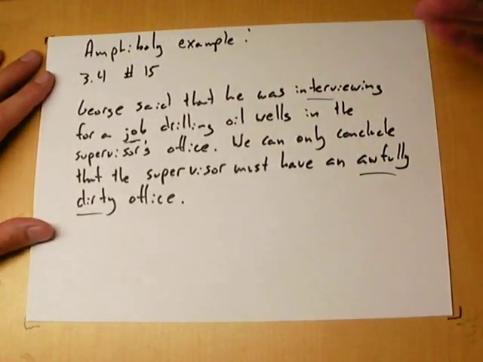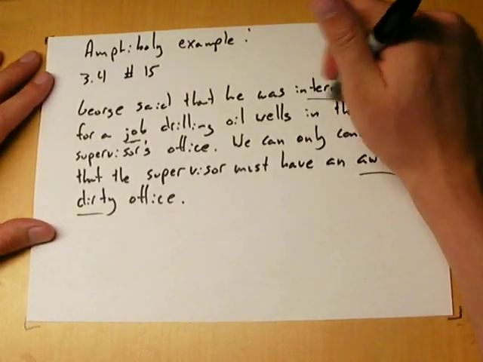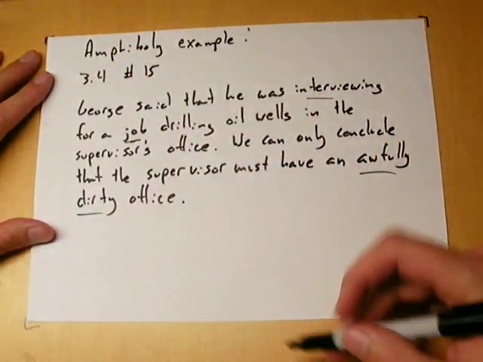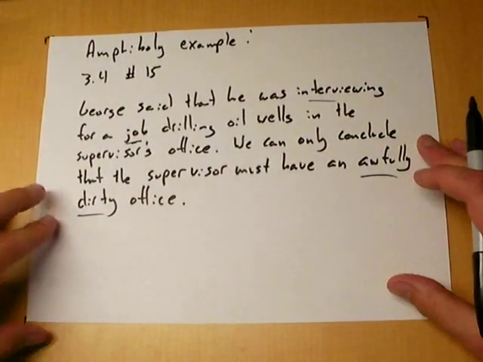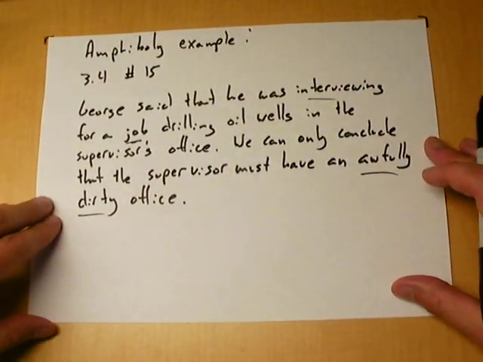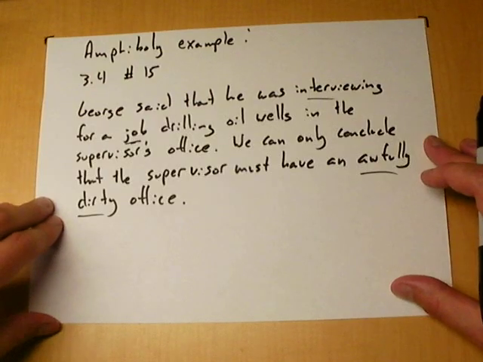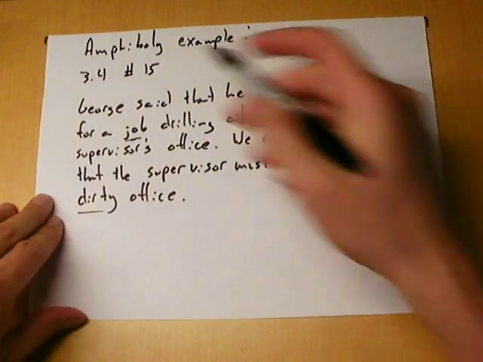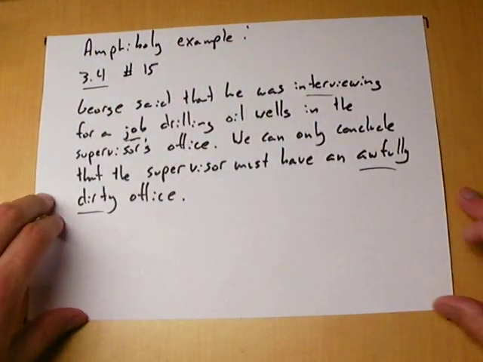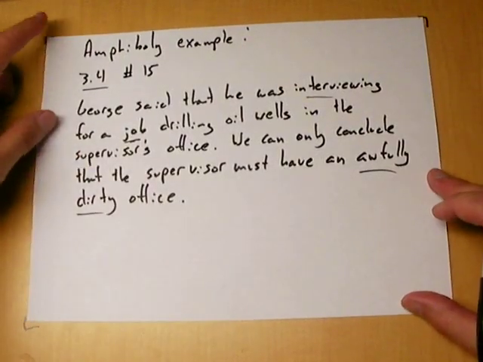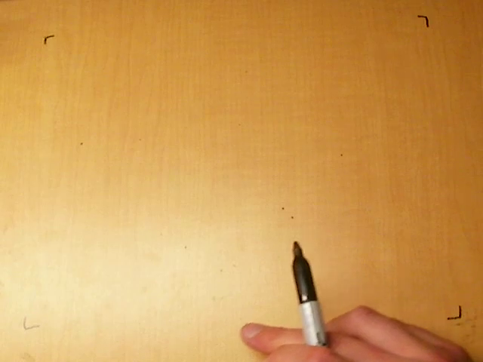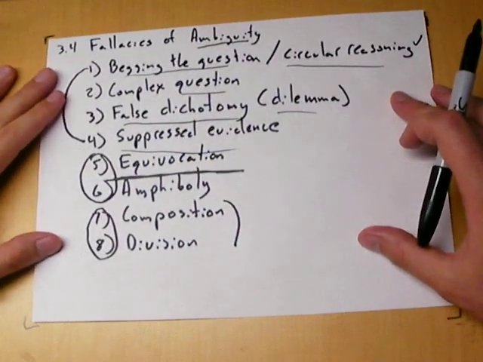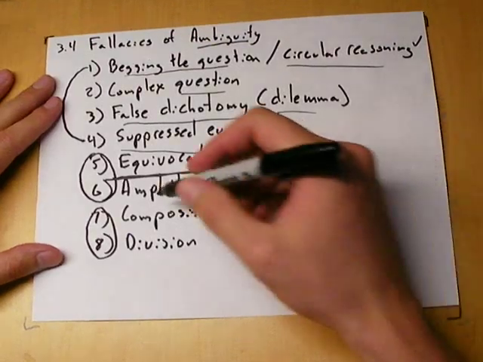Now, of course, common sense, again, would lead us to the conclusion that the interview was in the office and not that the job was drilling in the office itself. But certainly we shouldn't rely on common sense of the reader. Again, the whole gist in 3.4 is to use language clearly and precisely so as to avoid these all too common mistakes. So we're down to one last pair here in 3.4.